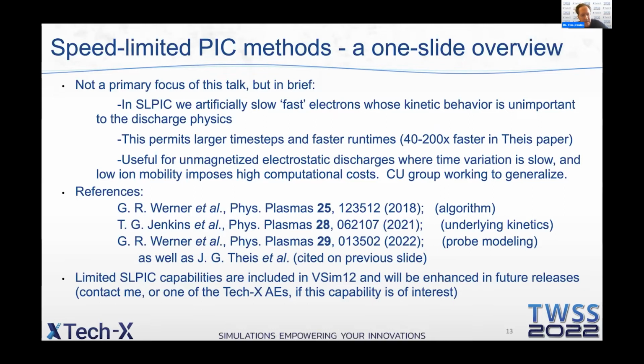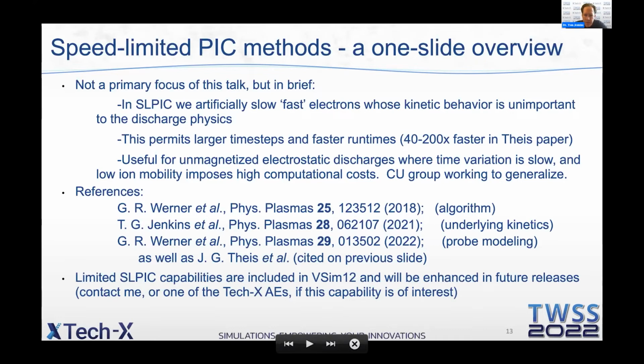There are caveats here. You say 10 to 100 times faster and everybody wants to do it right away. But this is best for unmagnetized electrostatic plasmas where you care about the ion physics primarily, but where you have kinetic electrons in order to capture some kinetic physics that you want, maybe a non-equilibrium electron distribution or absorption or something.